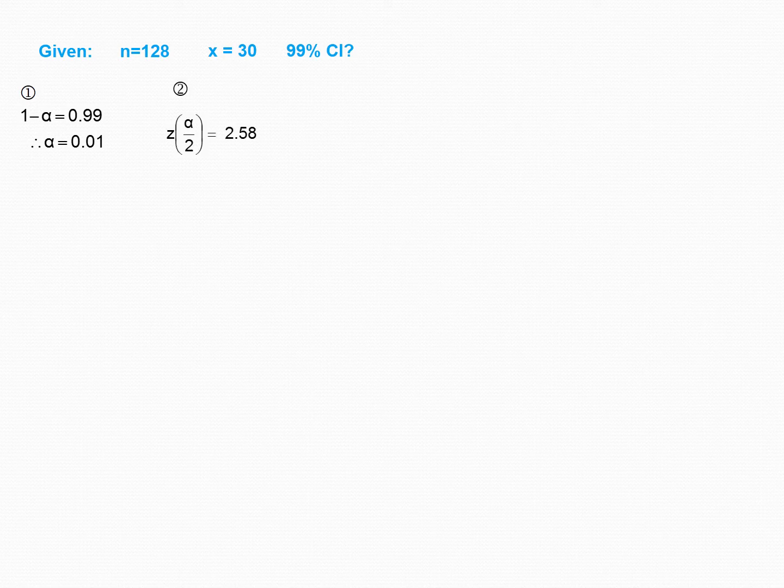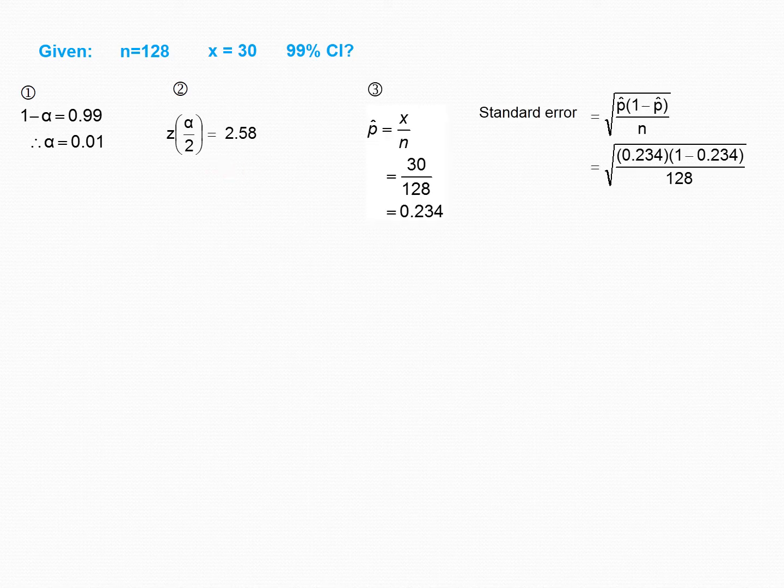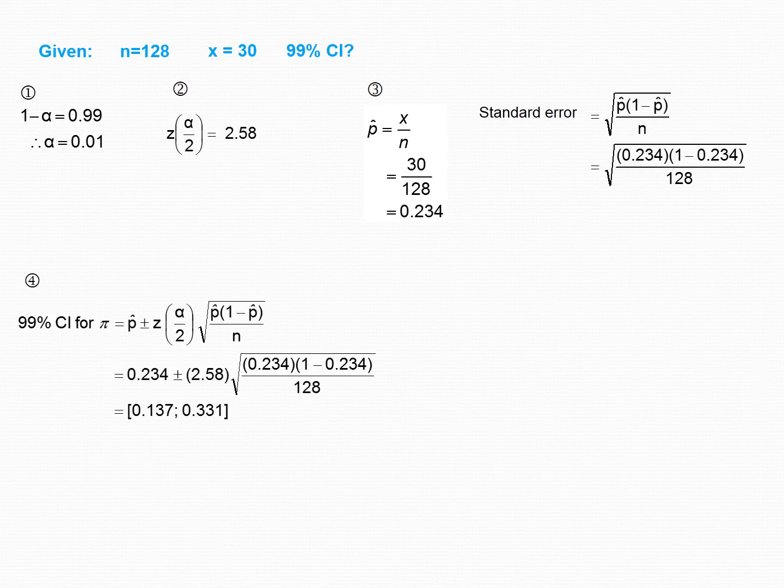In step 2, that will make our Z alpha over 2 value 2.48. Then step 3, we calculate our sample proportion, which was 30 over 128, so that will give us a value of 0.234. And we also plug that in to calculate our standard error for our sample proportion. And then we have all the information to calculate our confidence interval, so we can plug that in to determine our 99% confidence interval for our population proportion. So our lower limit will be 0.137 and our upper limit will be 0.331.